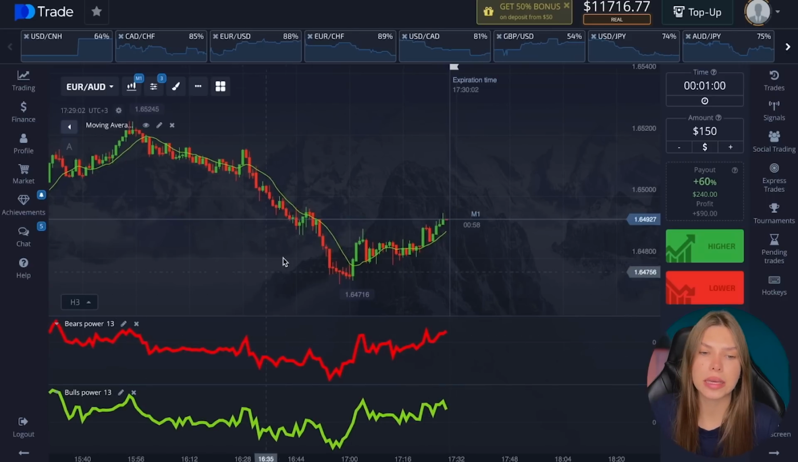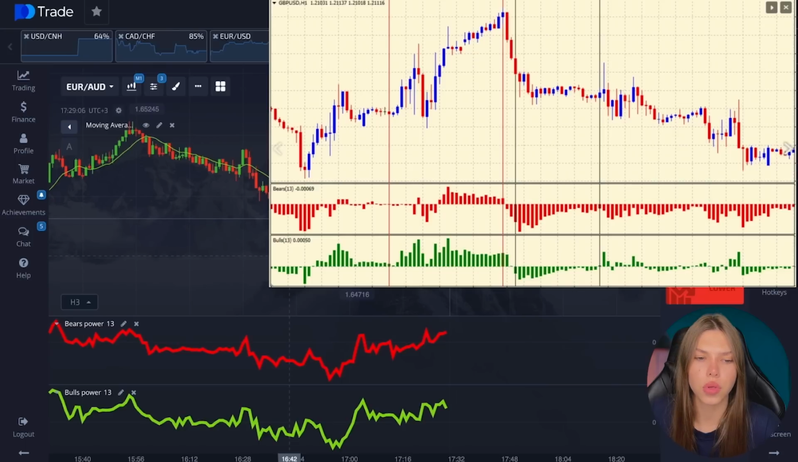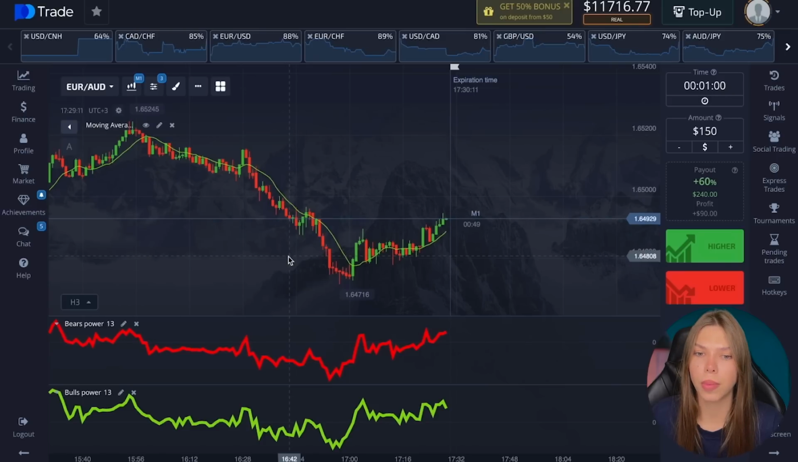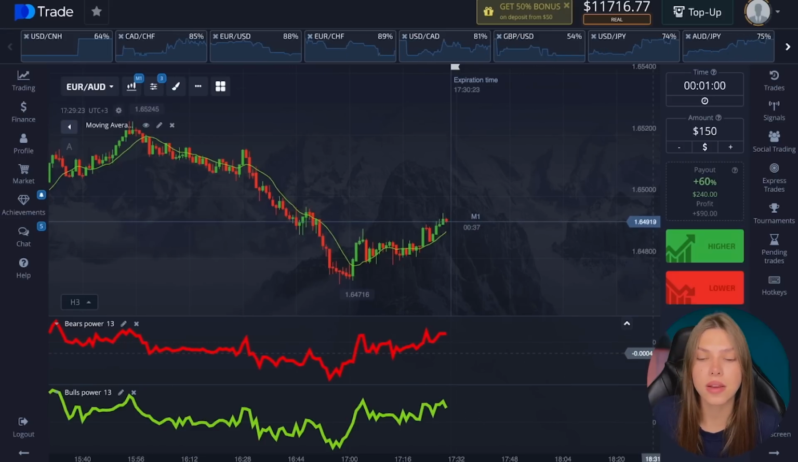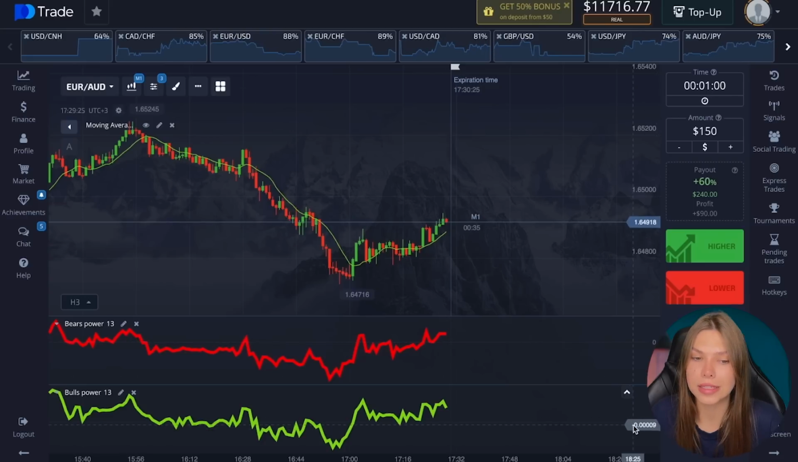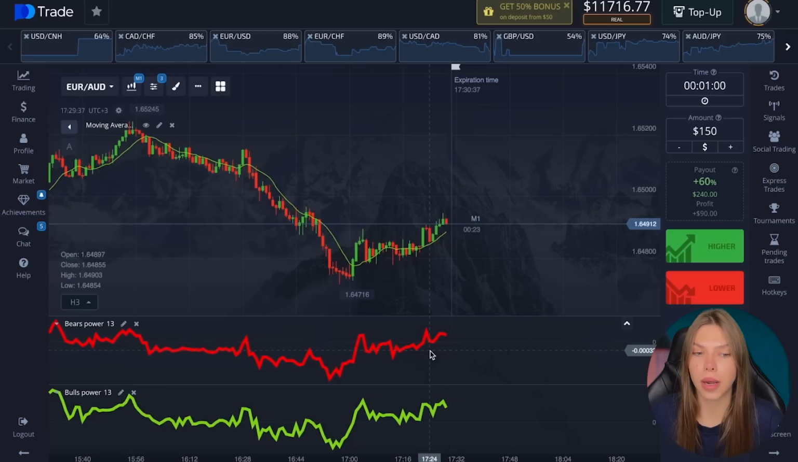So in general, it is customary to track this indicator on a histogram. Now I'll show you how it should look in the picture. But on Pocket Option, it is shown by a sliding line here at the bottom. Also, if you look carefully, you will notice that there is a zero mark for each of the indicators, but the indicators are built lower or higher depending on the market situation.